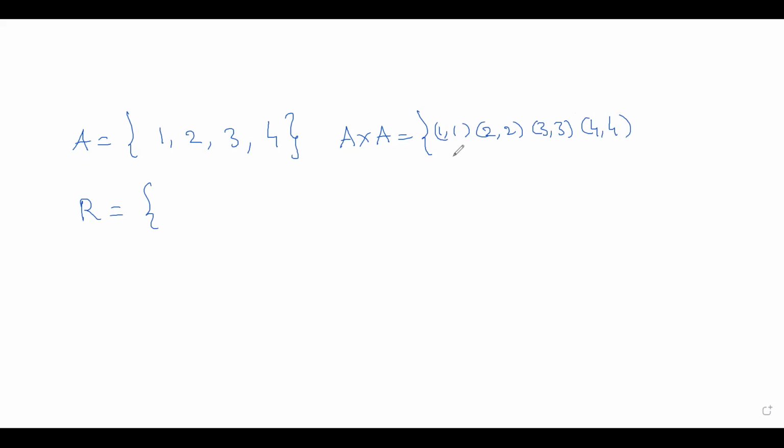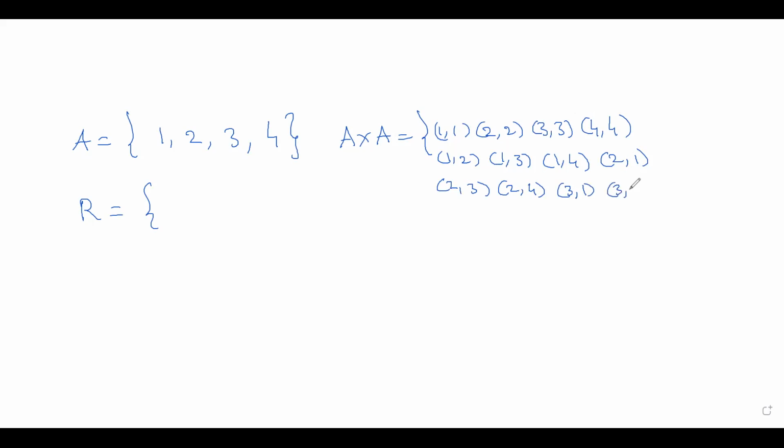And (1,2). Yeah. (1,3). Yes, good. (1,4). Very good. Now, next. And same, (2,1), (2,2), (2,3), (2,4). Very good. Next. (3,1), (3,2), (3,3), (3,4).